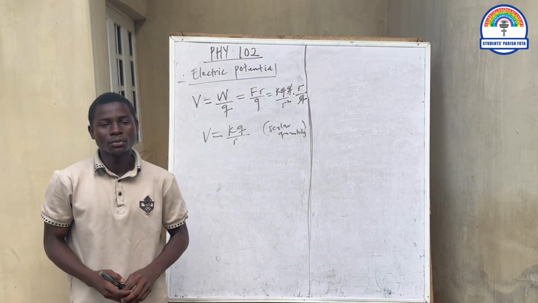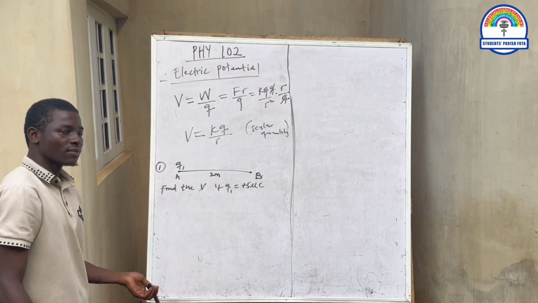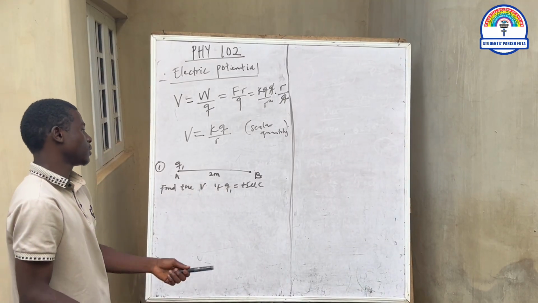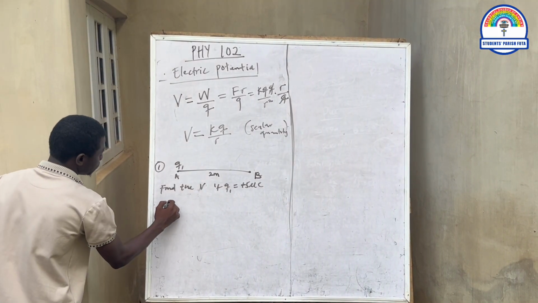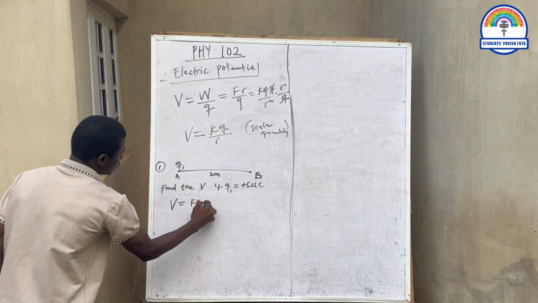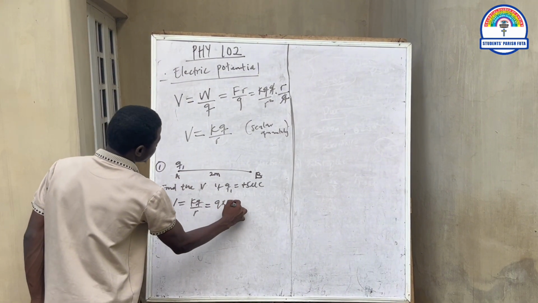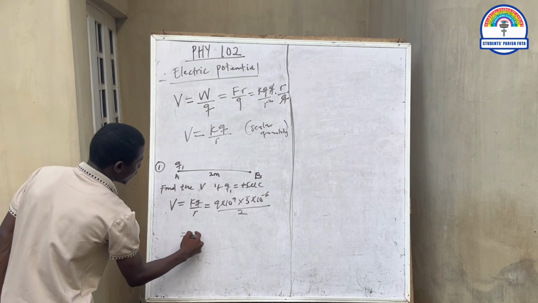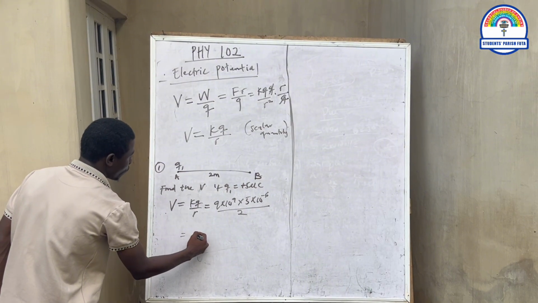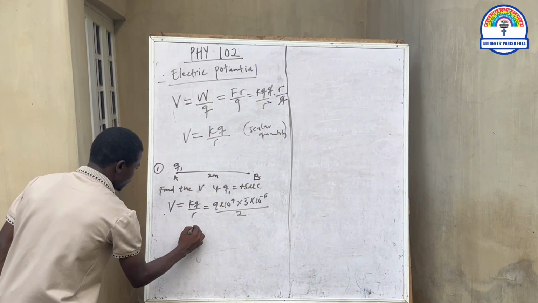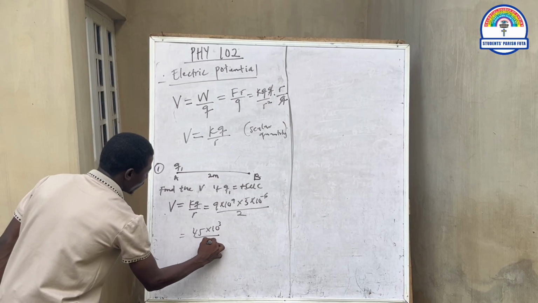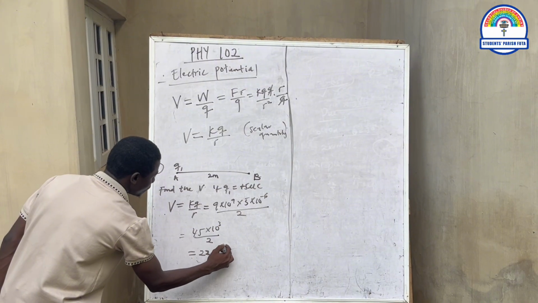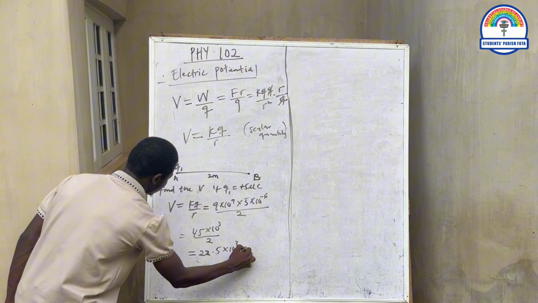Now let's take an example under this. If the question is: find the potential at the point B, given that you have a charge of plus 5 microcoulomb at point A. This is very simple. Your V equals kQ over r, and that goes to 9 times 10 to the power 9 times 5 times 10 to the power minus 6 over 2. Then 9 times 5 should be 45, so 45 times 10 to the power 3 over 2 gives you 22.5 times 10 to the power 3 volts.